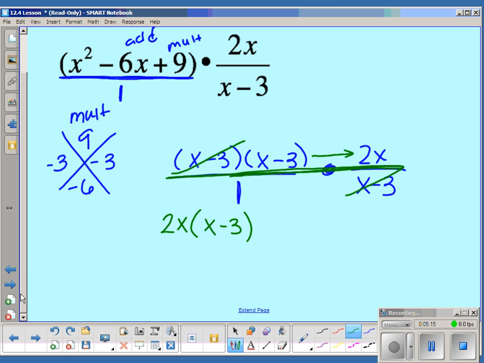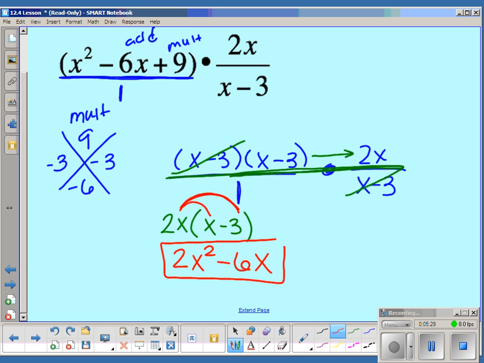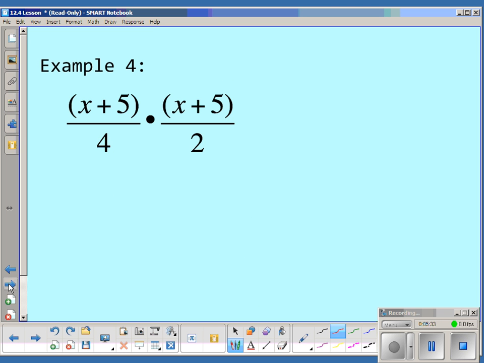And that would be an answer, but we might as well FOIL it out, or distribute it out, since we can. So my final answer would be 2x squared, and 2x times 3x is 6x. So that big messy problem up there simplified to 2x squared minus 6x. All right, I want you to pause this one and see what you get for the answer. If nothing cancels, remember you just multiply across the top, multiply across the bottom.